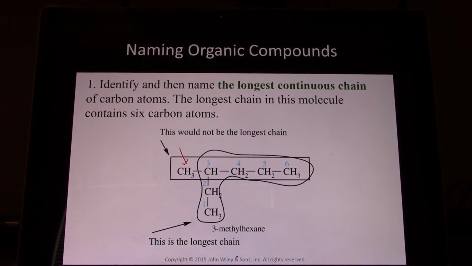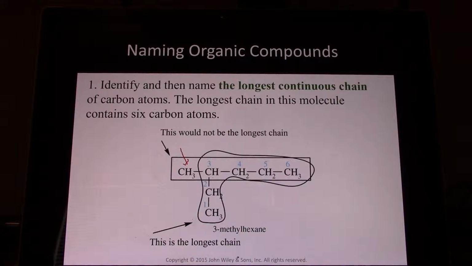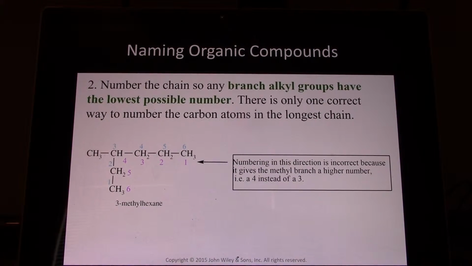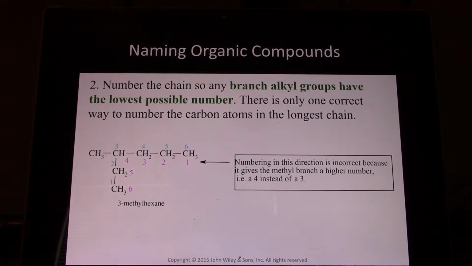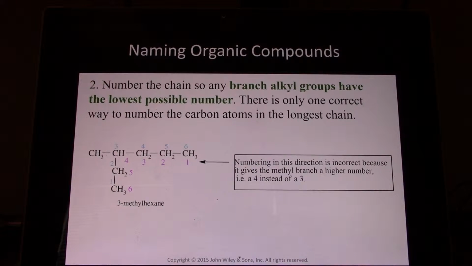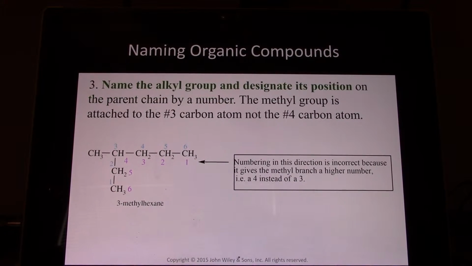Starting from one end, it's 3-methylhexane. If I count it from the other way, it would be 4-methylhexane. You always choose to start with the carbon that gives you the lowest number. So 3-methylhexane is a better answer than 4-methylhexane. So we number the chain so that any branch group is on the lowest possible number. Therefore, there's only one correct way to number the chain. It has to start here because that will give you the lower number. 3 is a better number than 4. It's lower.